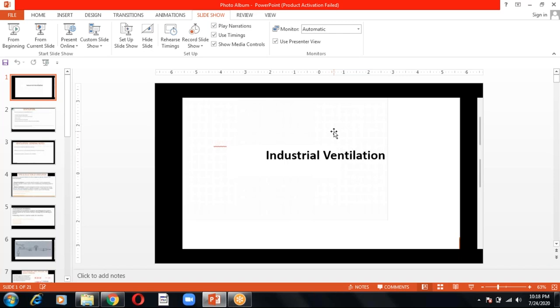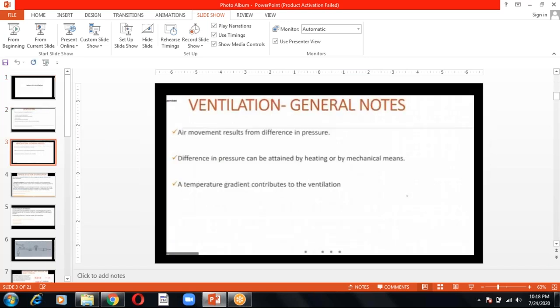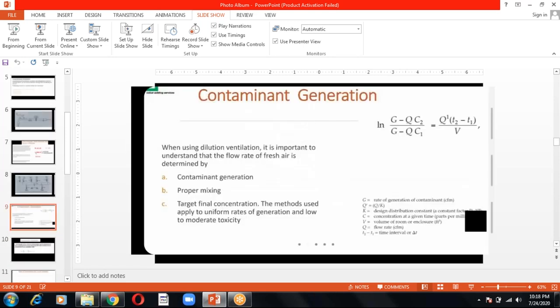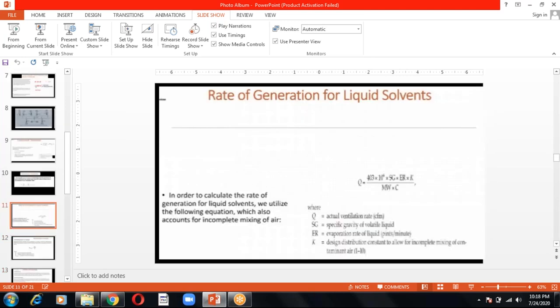We have the specific gravity here, molecular weight. Yeah, the formula was there, number five I think. Specific gravity was coming, evaporation rate was coming, and it was divided by the molecular weight, and the K value was there, and there was some constant, something like 403.5 multiplied by 10 raised to the power 6. I don't remember right now, but that was the formula. All those variables and parameters are in this formula.